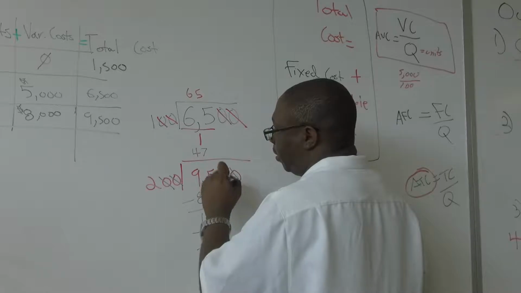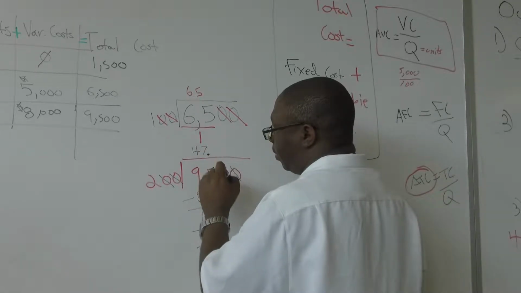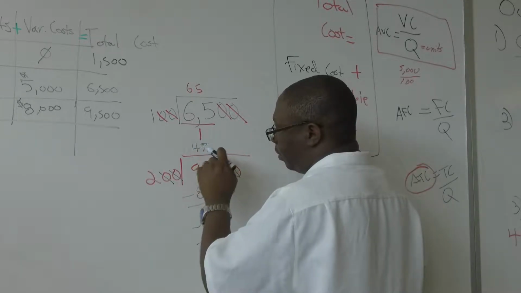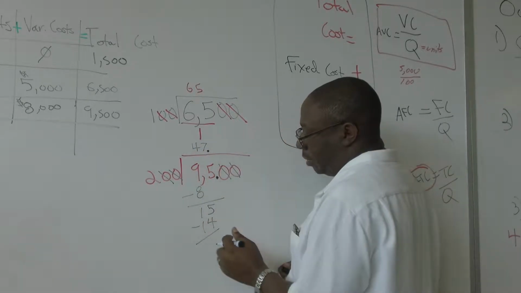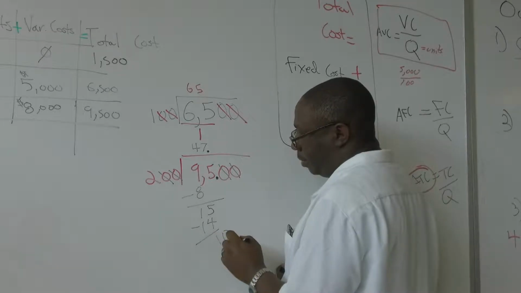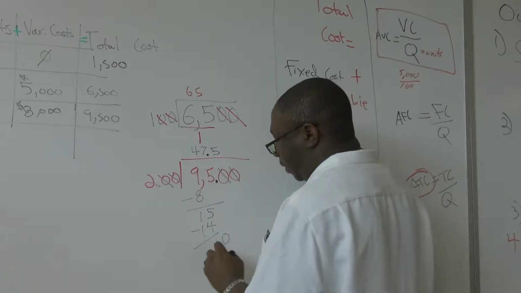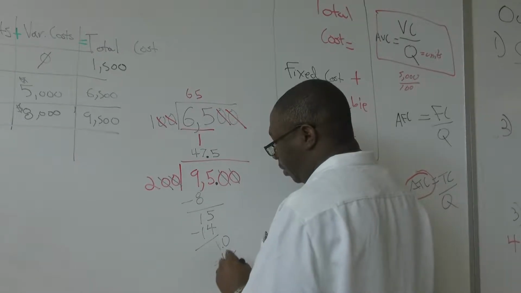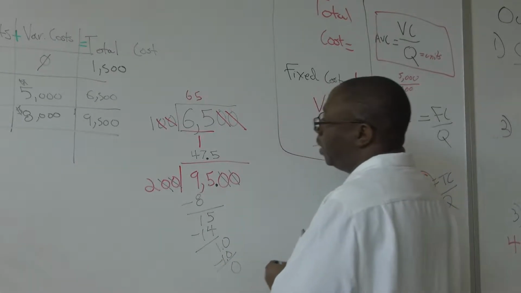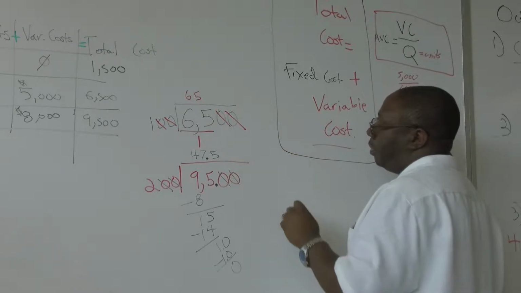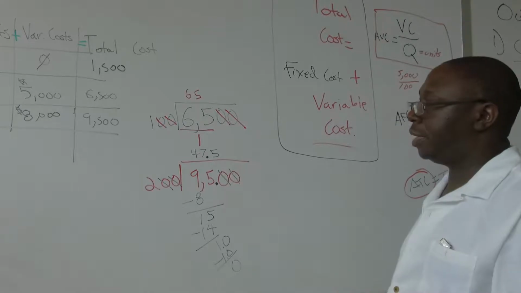Now, because I eliminated my zeros, I know that this is going to be a decimal. So I'm going to put a decimal, not a variable, but a decimal. I'm going to put my decimal right here. So now I have 1.0. I know 5 times 2 goes into 10, but with the decimal, that's it. So that is the second answer. It should be 47.5 for your average total cost.